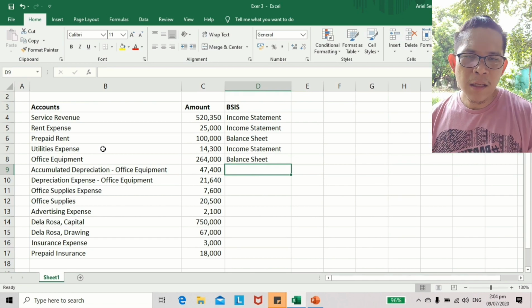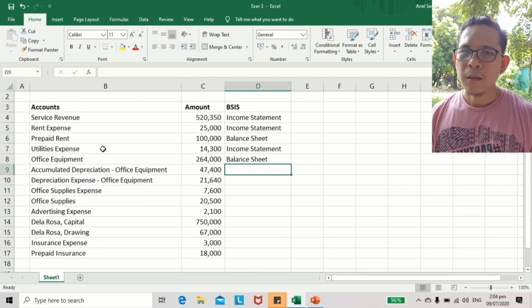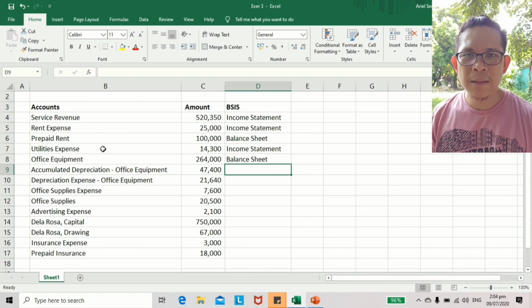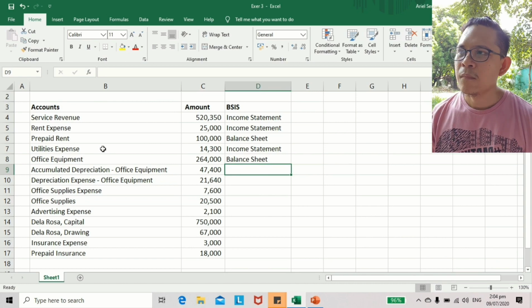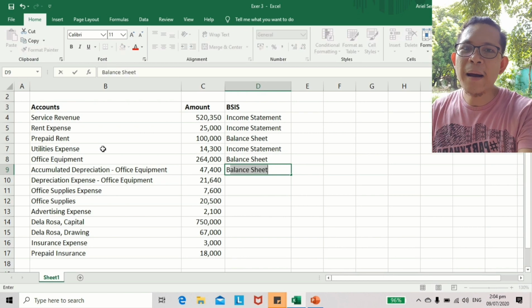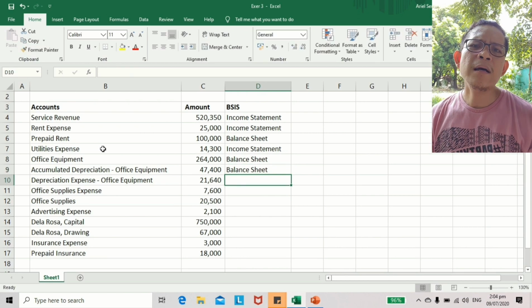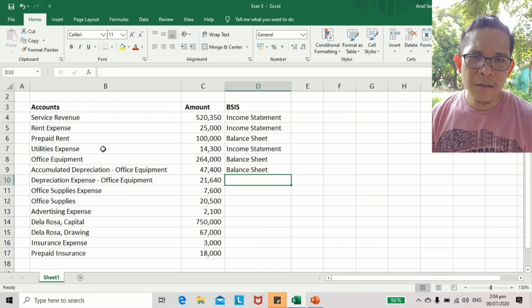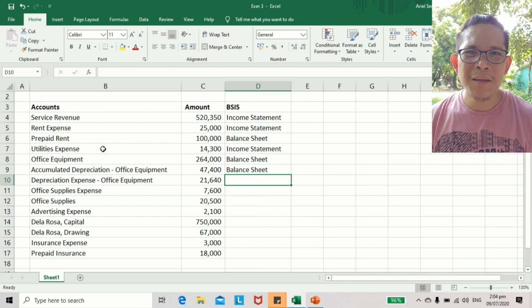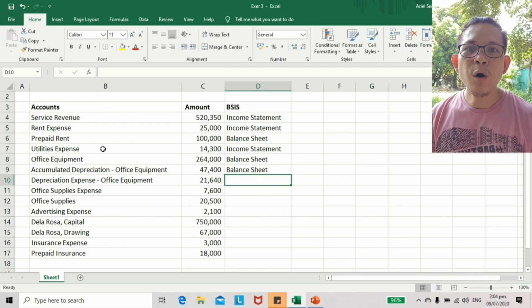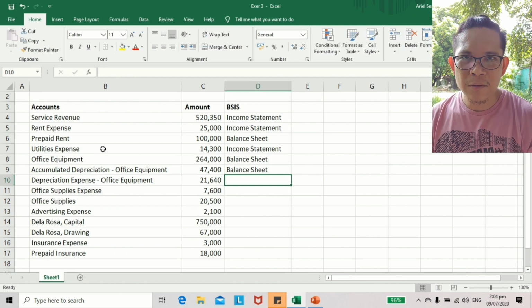How about accumulated depreciation? Is this a balance sheet account or an income statement account? The answer will be, this is a balance sheet account. Now, bakit ito balance sheet? Sir, office equipment, balance sheet. Hindi ba yung accumulated depreciation income statement? The answer is no. This is a contra asset account.